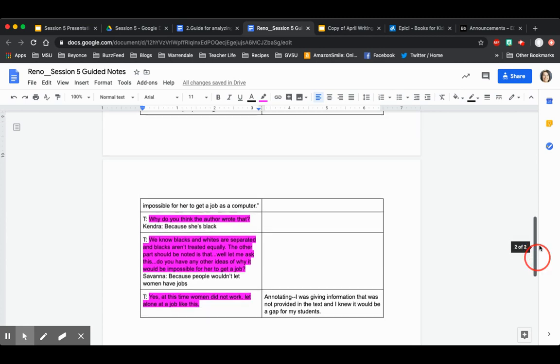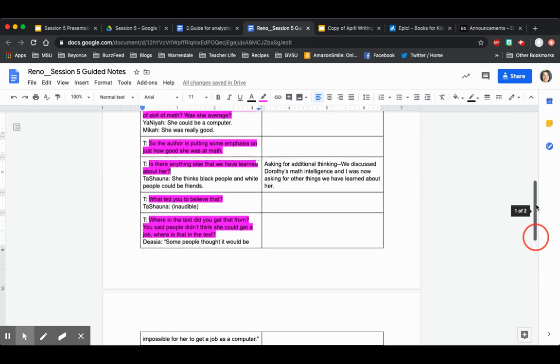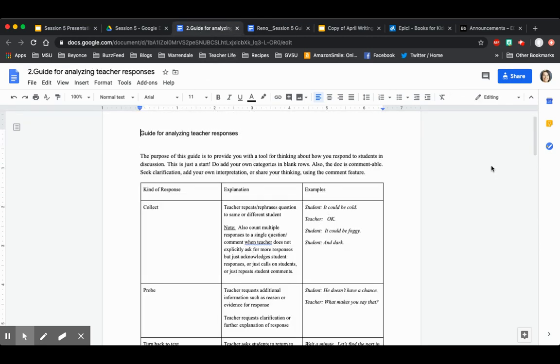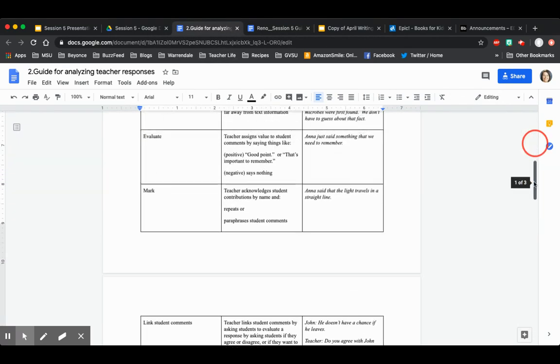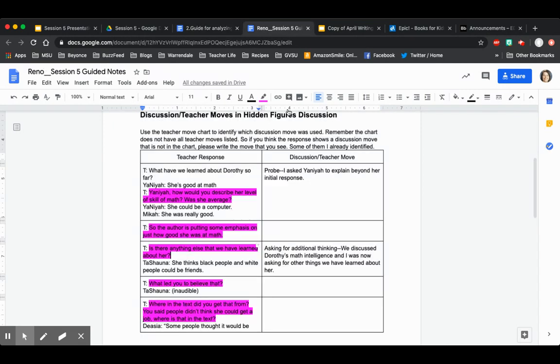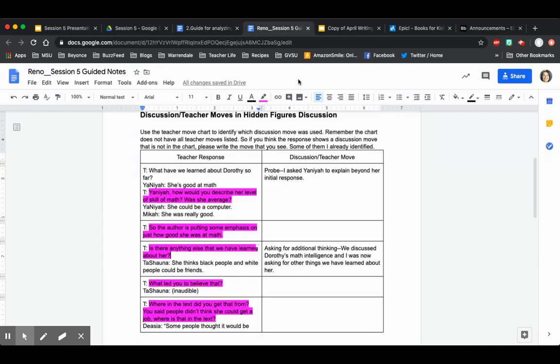So you can pause the presentation and go through and try to identify which discussion move was being used there. And again, obviously use this document to help. One other thing I forgot: if you notice a teacher move here and you don't think it really fits anything on this chart, you can name it yourself or just describe it yourself.